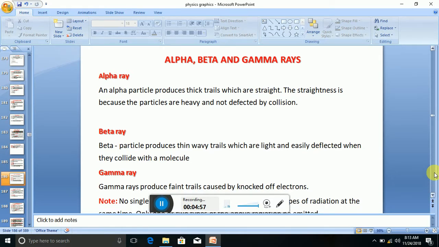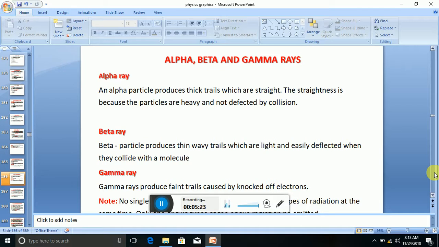Now, what are these rays that we are talking about? The alpha, beta, and gamma rays. Alpha ray: an alpha particle produces a thick trace of straight lines or straight rays. The straightness is because the particles are heavy and are not easily deflected by collision.